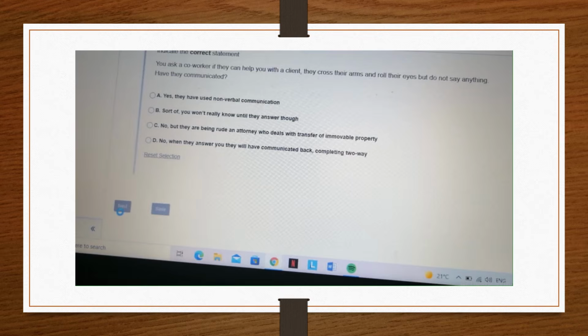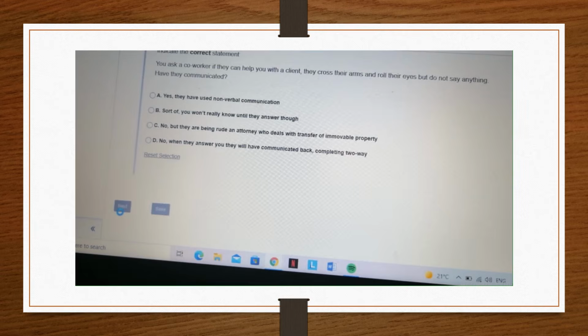They do not correspond. Sort of, you won't really know until they answer, though they're not saying anything. So that's out of the question. We put that in the bin. C, no, but they are being rude. An attorney who deals with transfer of immovable property. What the hell? What's this nonsense? D, no, when they answer you, they will have communicated back, completing to wait. Nah, that's out of the question as well.